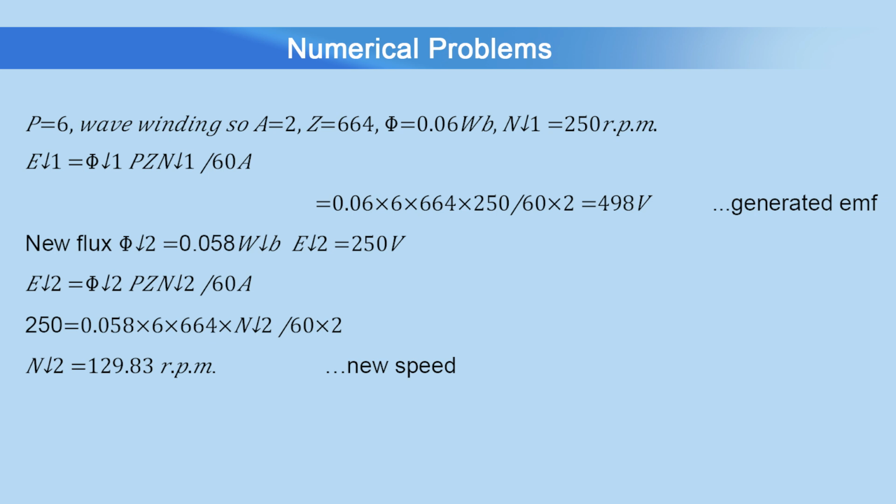second speed. Okay, so substitute those values in the equation, then you will get the value of N2, which is equal to 129.83 rpm, which is closely equal to 130 rpm. So in this way you can solve the problem where two different flux per pole values are given. Earlier the flux per pole is higher, and in the second condition it got reduced. So in this way you can solve such kind of numerical problem.